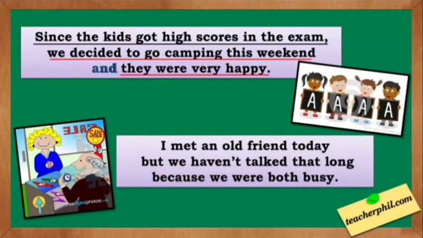The third one, I met an old friend today, but we haven't talked that long because we were both busy. The two independent clauses here are I met an old friend today and we haven't talked that long. They are joined by the conjunction but. Because we were both busy is our dependent clause. Because is our subordinating conjunction.